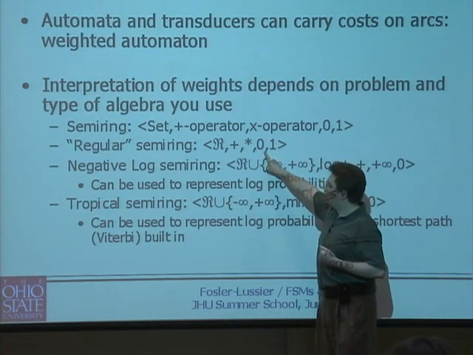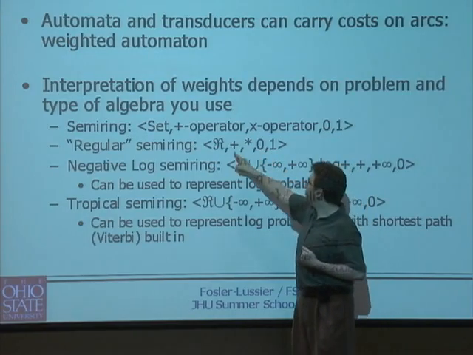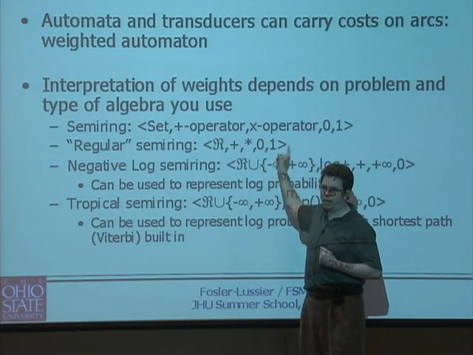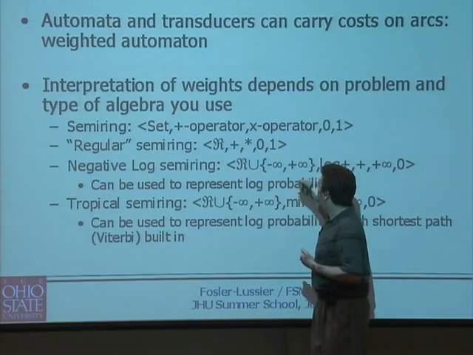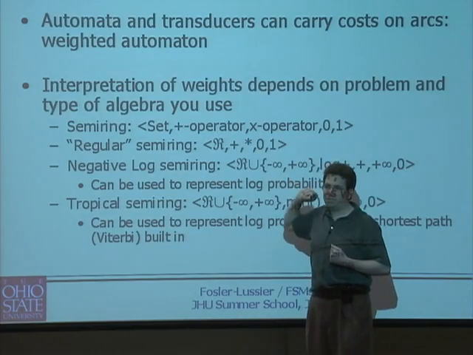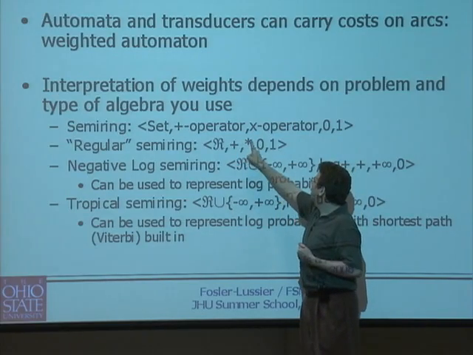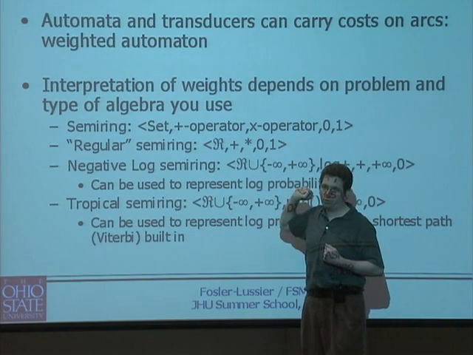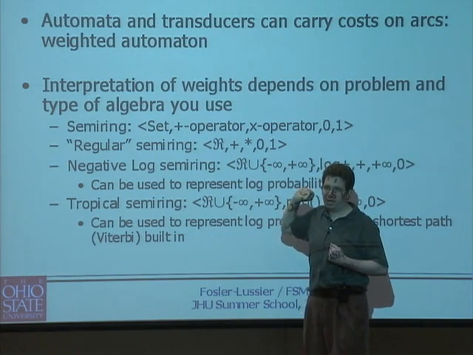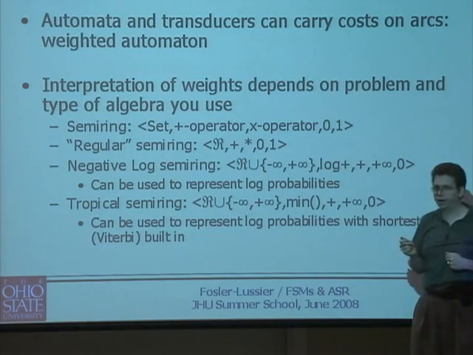The 0 needs to satisfy the property that something plus 0 will always be something. A plus 0 is always A. A times 0 will always be 0. And A times 1, whatever your 1 element is, will always be A. So those are the three basic rules.